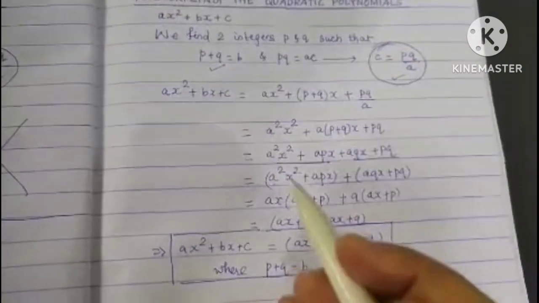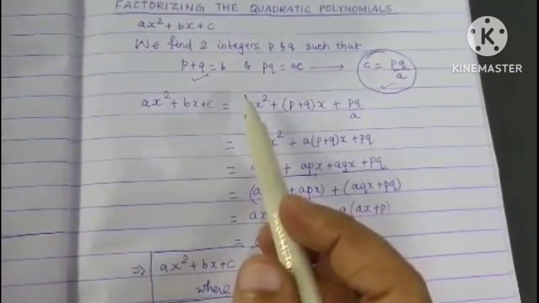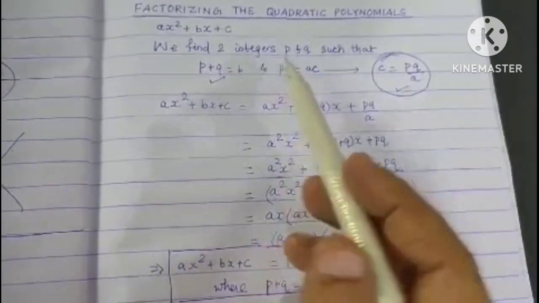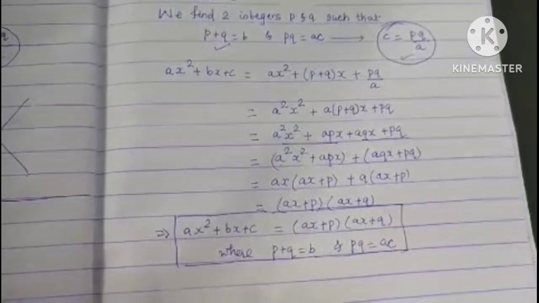Okay, let us take an example and check how we select this p and q, so that this process will be easier.